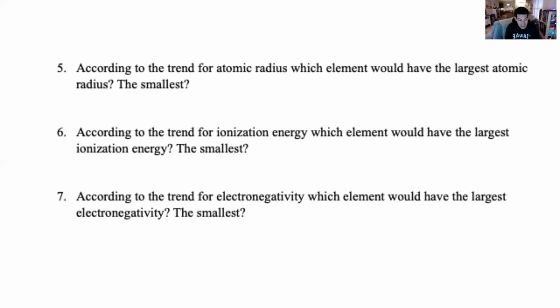Which one would be the smallest? That is going to be our francium. Again, the bottom, all the way on the left, lower left.